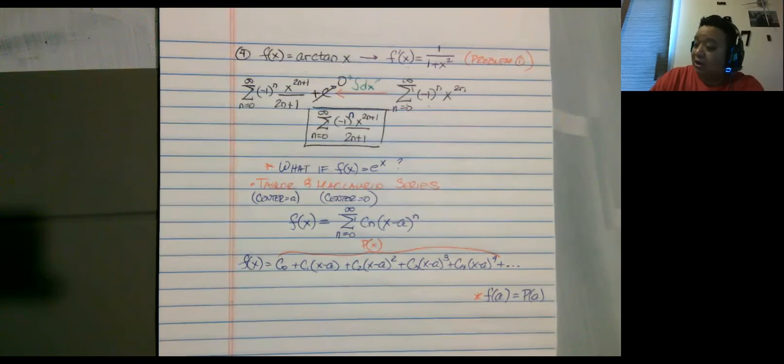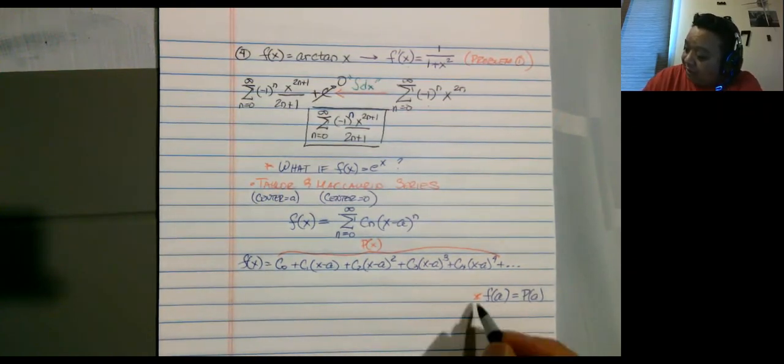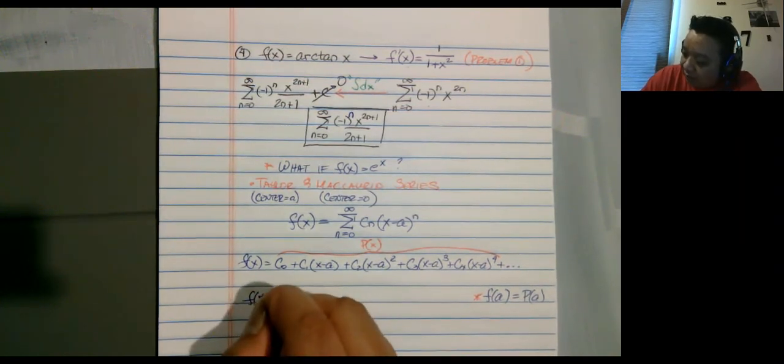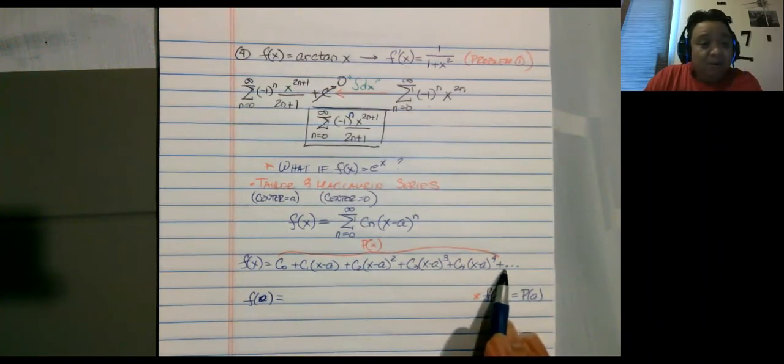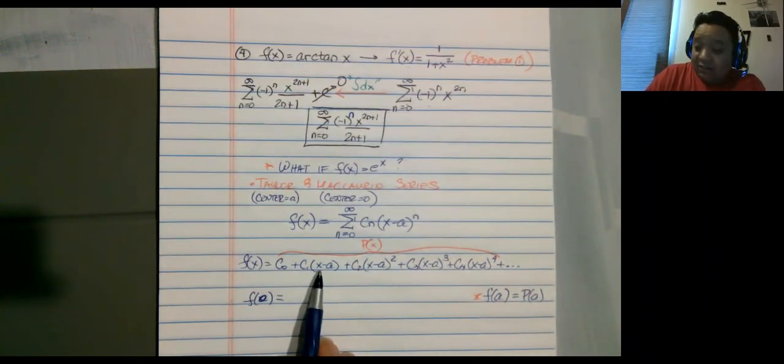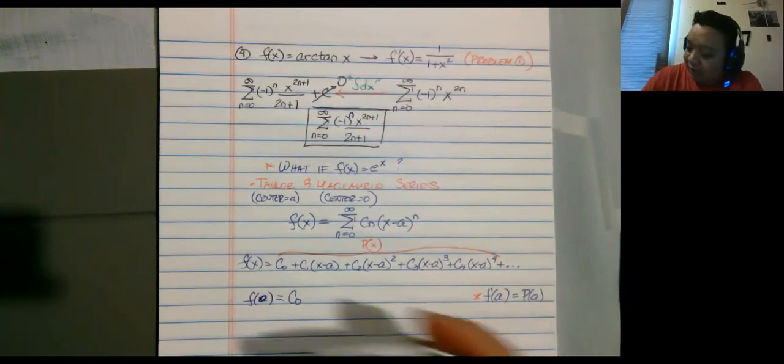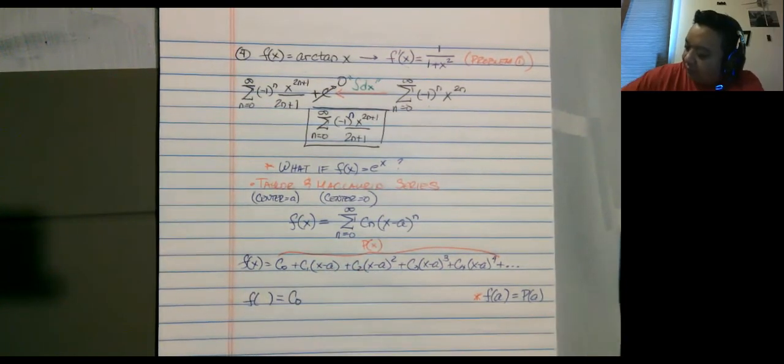If I plug a in over here, this gives me f of a. And if I plug a in for x on the polynomial side, a minus a would be 0, so all of these terms are 0 except for c naught. So that means c naught is equal to f of a.